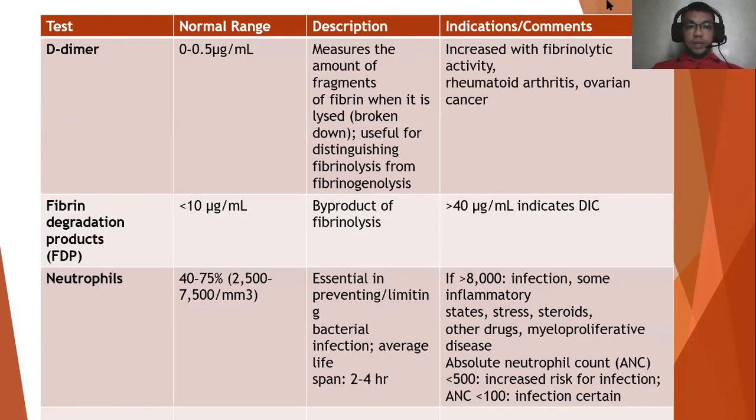Now we go to neutrophils. It's 40 to 75%, so around 2,500 to 7,500 cells per cubic millimeter. This is essential in preventing or limiting bacterial infection. Lifespan is around 2 to 4 hours. If it's more than 8,000, that's an indication of infection, most likely bacterial infection. Some inflammatory states, stress, steroids, other drugs, or myeloproliferative disease. The absolute neutrophil count ANC is less than 500. That will make the patient at increased risk for infection. ANC less than 100, infection is going to be certain.